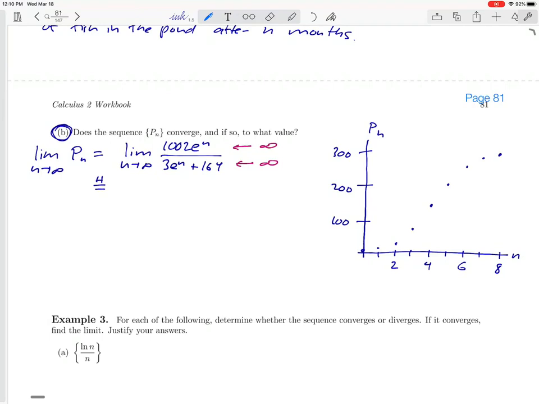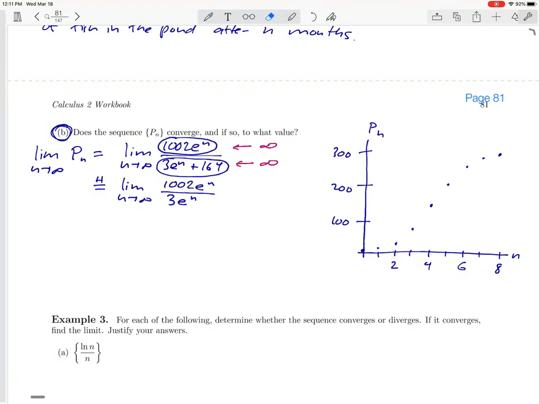So let's do that together here. L'Hopital's rule, and this is kind of going back to Calculus 1. You just take the numerator and the denominator separately and take the derivative of both of those. I'm going to start with the numerator, 1002 e to the n. The derivative of e to the n stays the same, so we're just going to get the same thing all over again. And when we take the derivative in the bottom, the 3e to the n is going to stay the same, but the 164 is going to go away. Its derivative is 0. So we come down to just the limit of 1002 e to the n over 3e to the n.